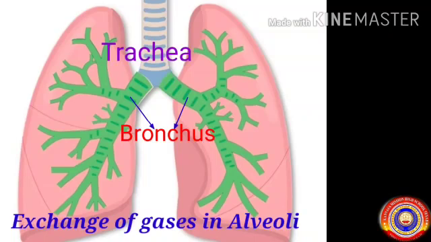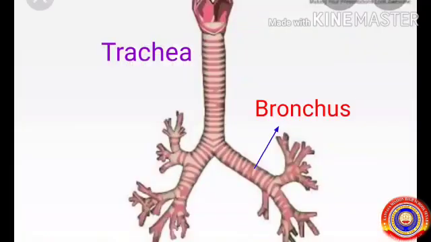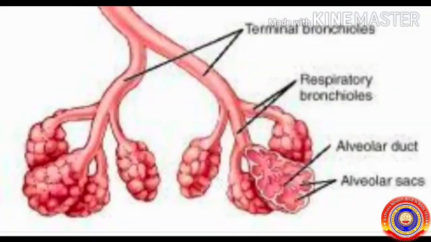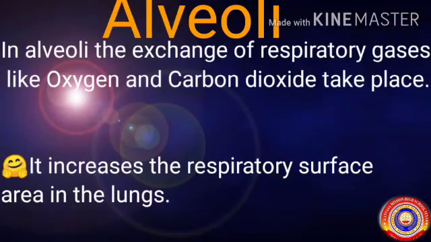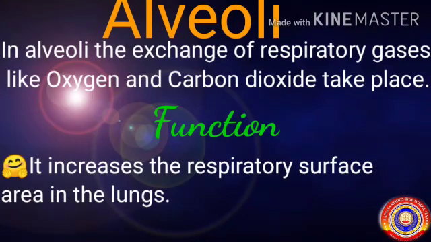Exchange of gases in alveoli. The air through the trachea reaches the bronchus, and this bronchus again undergoes division and gives rise to bronchioles. At the tip of the bronchioles we can see alveoli, and these alveoli are surrounded by numerous blood capillaries. The exchange of respiratory gases like oxygen and carbon dioxide takes place in the alveoli. Its function is to increase the respiratory surface area in the lungs.